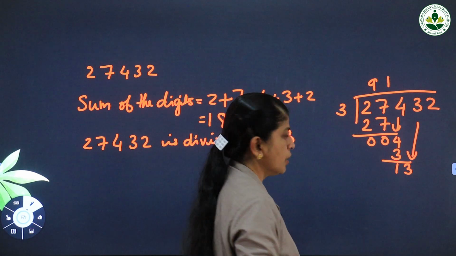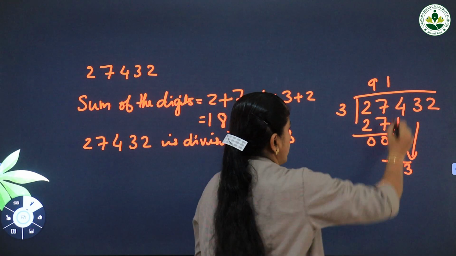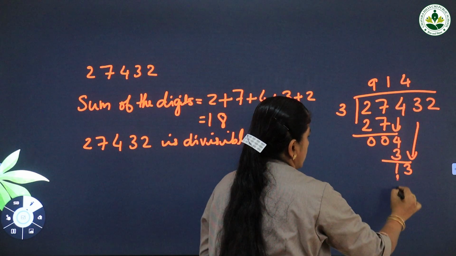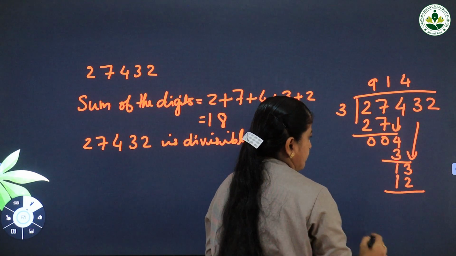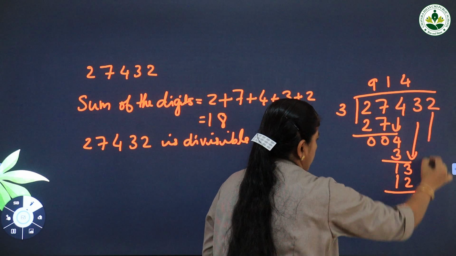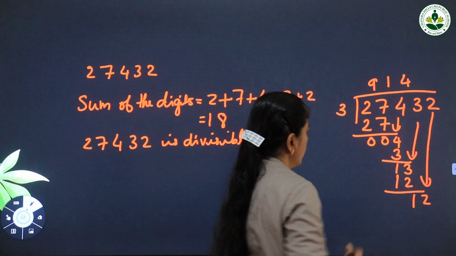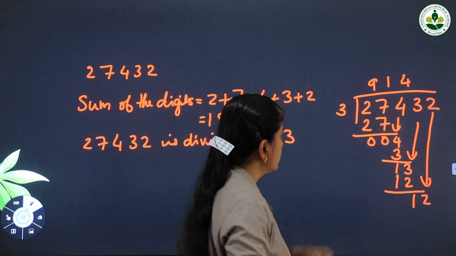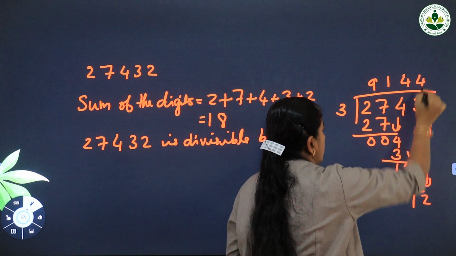In 13, how many 3's are there? 3 4's are 12. Then subtract and bring down the digit 2. Then in 12, 3 4's are 12.